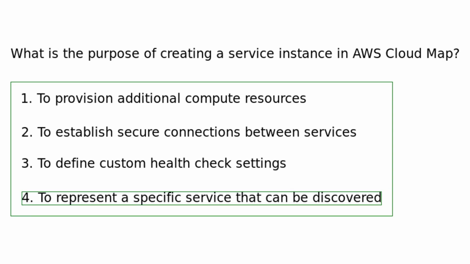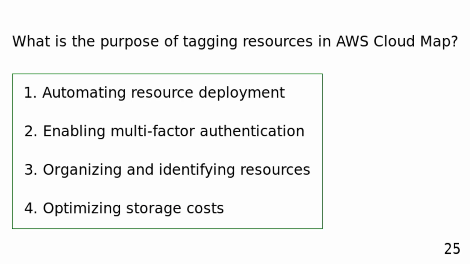Creating a service instance in AWS Cloud Map allows you to represent a specific service that can be discovered and accessed by other services within the infrastructure, facilitating seamless service communication and interaction. What is the purpose of tagging resources in AWS Cloud Map?